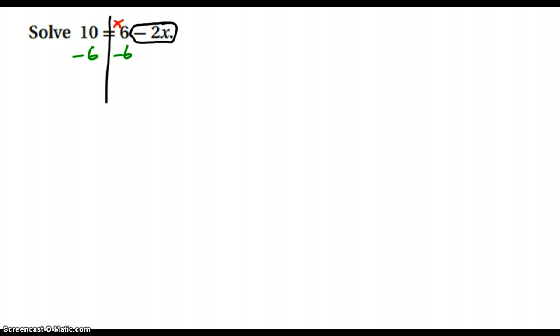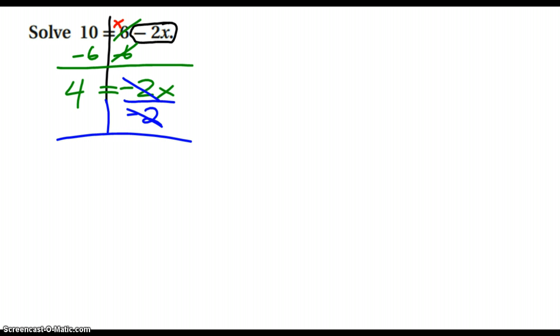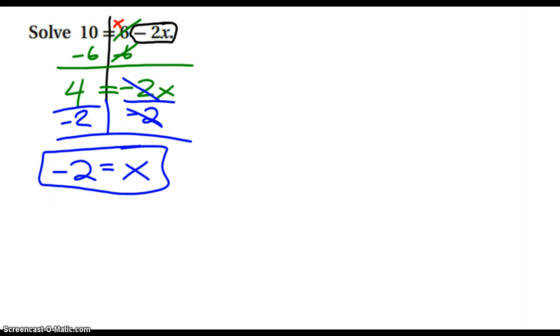So remember, you can rearrange the order in which you add something, but those signs have to stay with those terms. 6 minus 6 cancels. We're left with negative 2x, and 10 minus 6 gives me 4. And now we just have one last thing to solve here. We are multiplying x by negative 2, so negative 2 divided by negative 2 cancels. That just gives me 1, and 4 divided by negative 2 is negative 2. So x should equal negative 2, and we can always go back and check to see if we got that right.